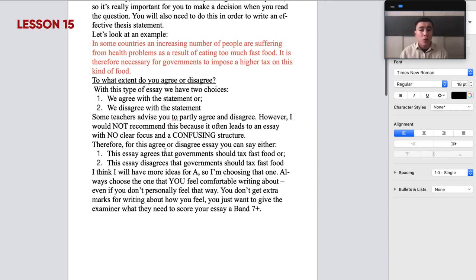Okay, so therefore, for this agree or disagree essay, you can say either this essay agrees that governments should tax fast food, or this essay disagrees that governments should tax fast food. Remember, when you have two choices, you should choose an option that you are comfortable with. And I think I will have more ideas for the first choice here, so I'm choosing that one. Always choose the one that you feel comfortable writing about. Even if you don't personally feel that way, you don't get extra marks for writing about how you feel. You just want to give the examiner what they need to score your essay a band 7 or above.